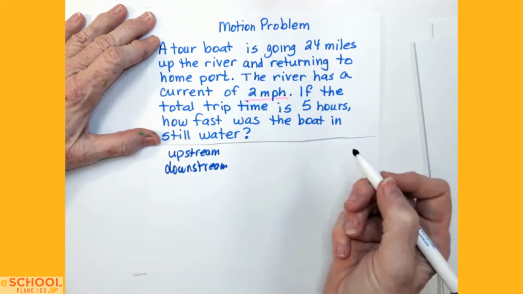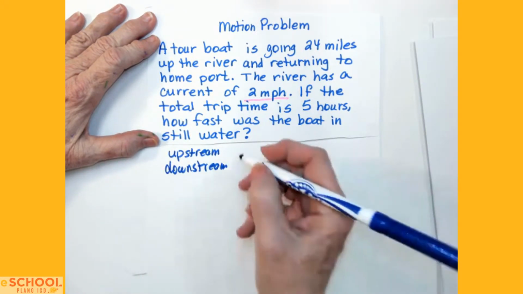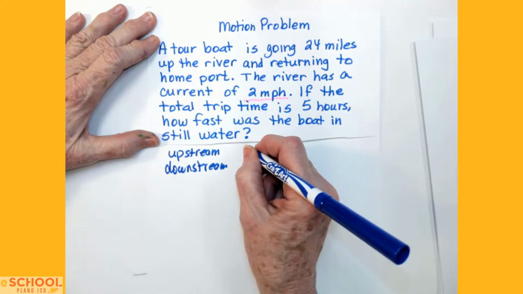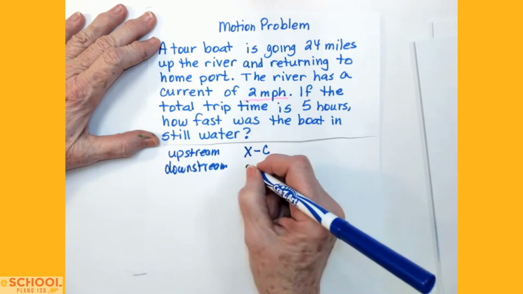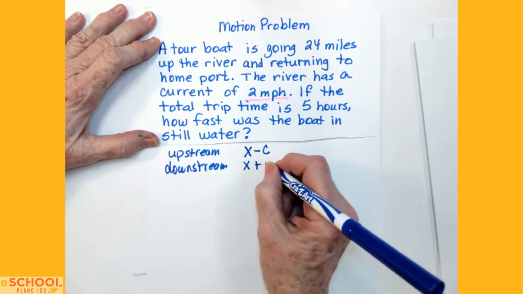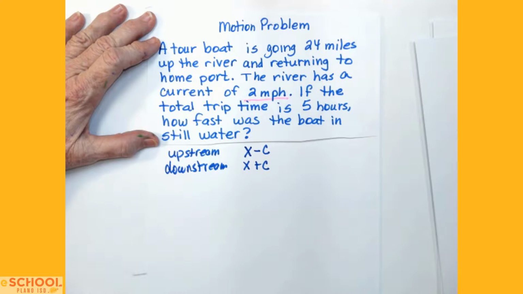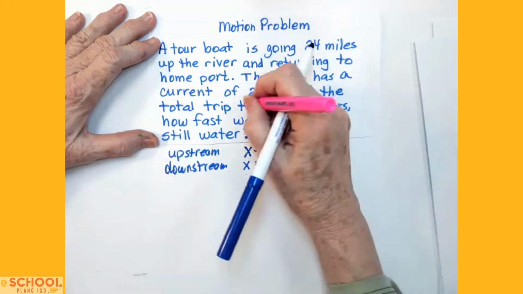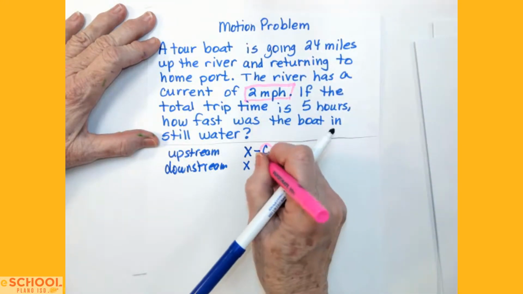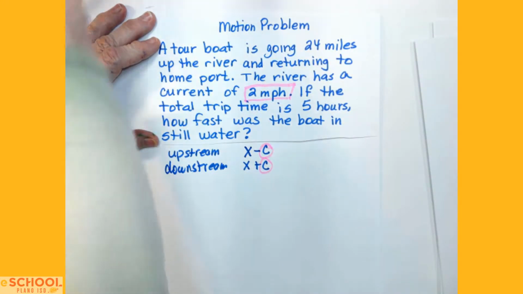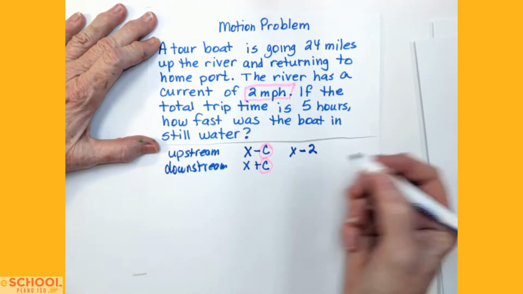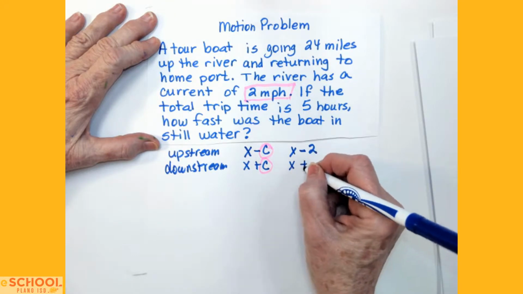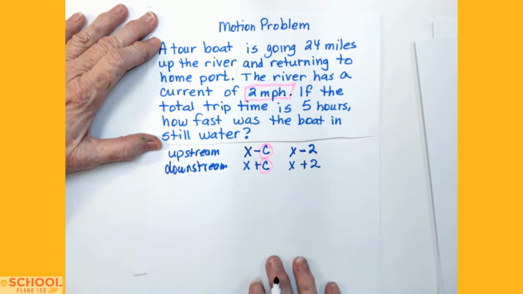An upstream boat travels slower than a downstream boat. So the speed of the boat minus the current would be what you have for upstream, and the speed of the boat plus the current would be what you have for downstream. Since our current is 2 miles per hour, we can replace the c with the value of the current. X minus 2 represents upstream, and x plus 2 represents downstream.